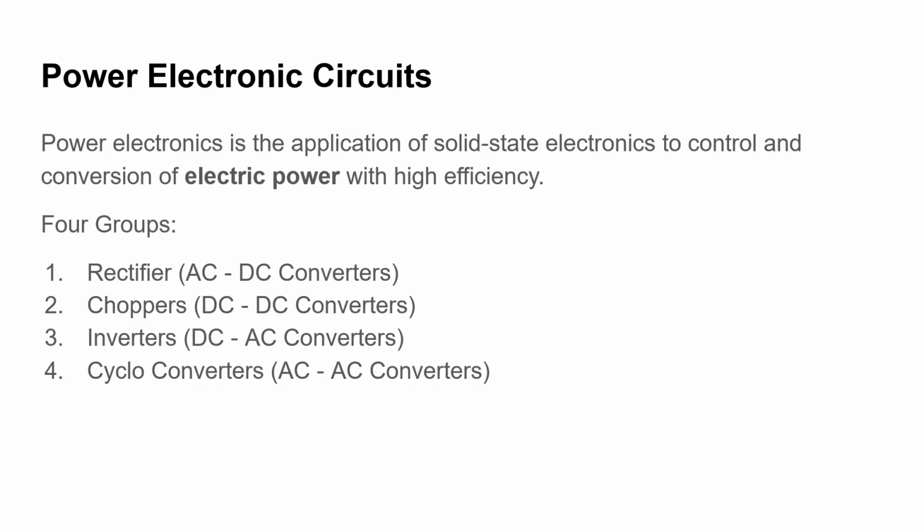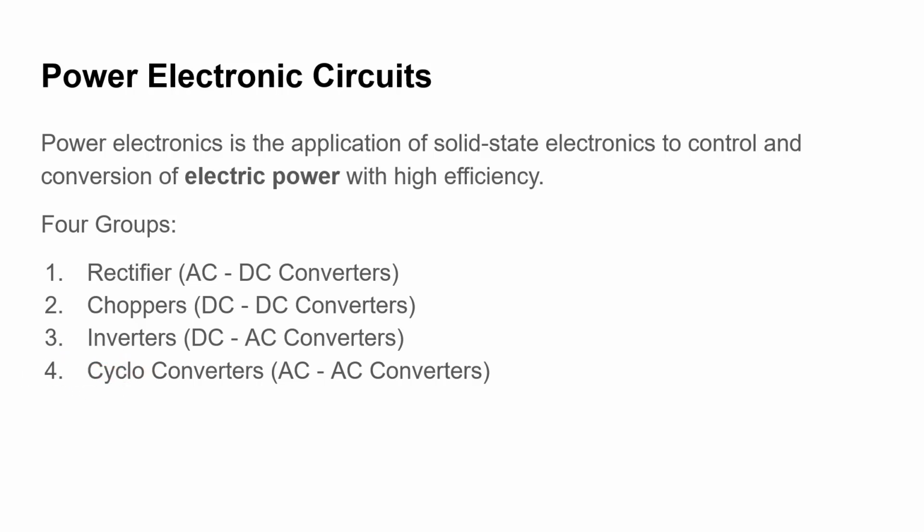Power electronic converters can be divided into four groups. AC to DC converters, also known as rectifiers. DC to DC converters, also known as choppers. DC to AC converters, also called inverters, and AC to AC converters, also called cycloconverters.